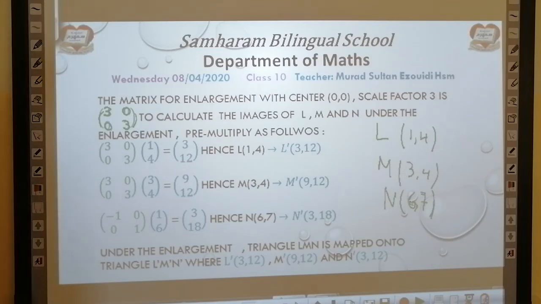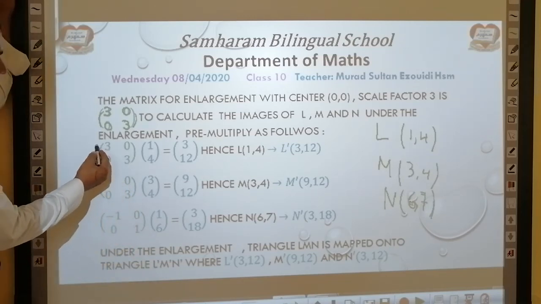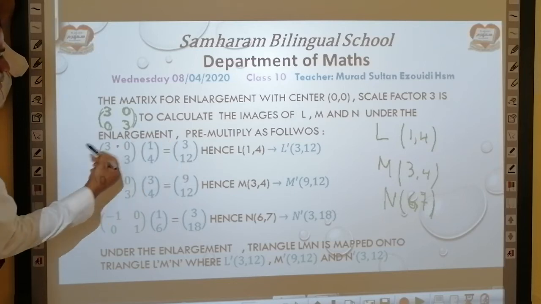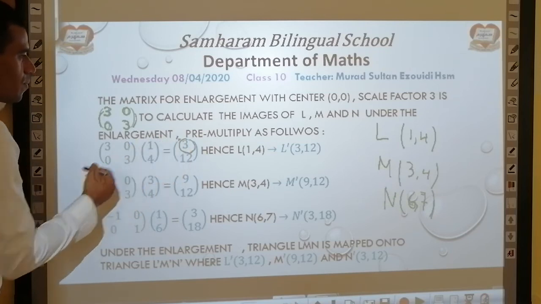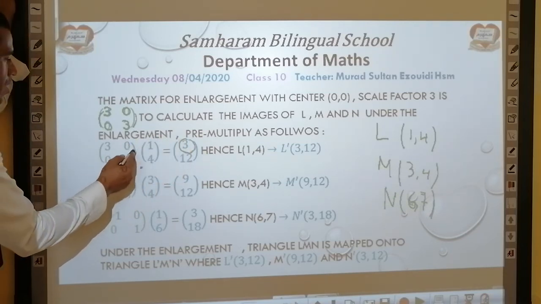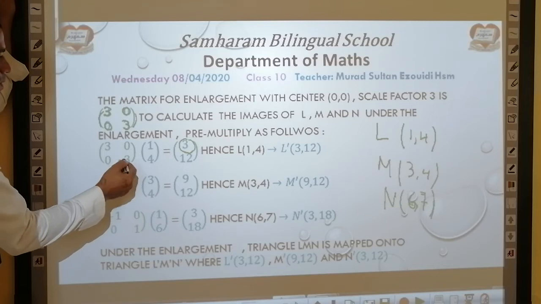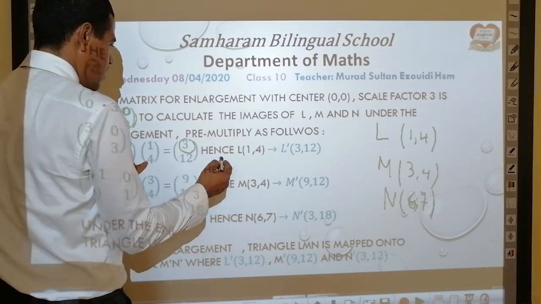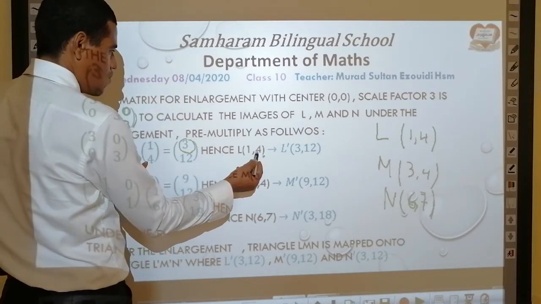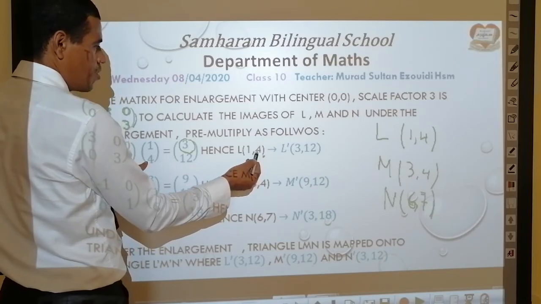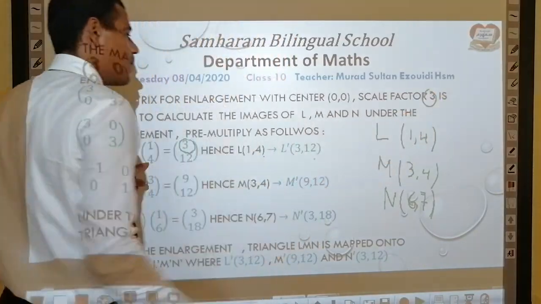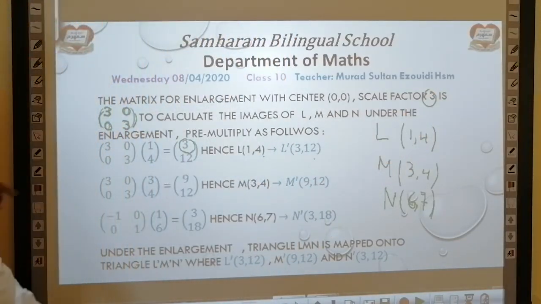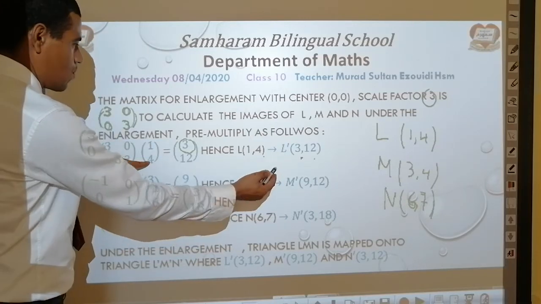Okay, look here. To multiply this, 3 by 1 is 3, plus 0 by 4 is 0. 3 plus 0 is 3. Then 0 multiplied by 1 is 0, plus 3 by 4 is 12. So L of coordinates 1, 4 maps to 3, 12. Why? Because the scale factor is 3. I should multiply both numbers by 3. 1 by 3 is 3, 4 by 3 is 12.